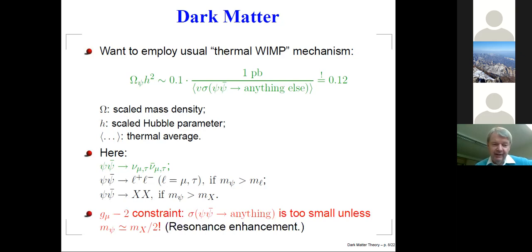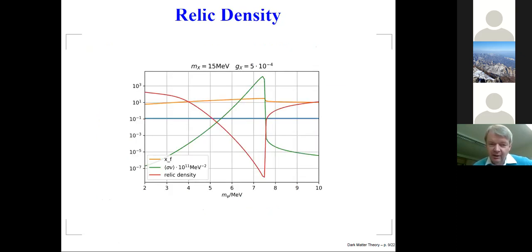Now, it turns out that because g-2 forces the coupling to be very small, the annihilation cross-section is typically too small unless one is fairly close to the resonance. So you are forced to choose dark matter masses which are not far away from half of the mass of the gauge boson, so you can employ this resonance enhancement. This is shown here.